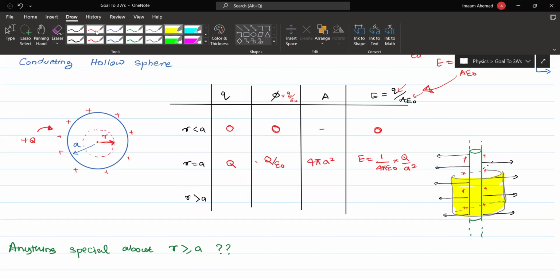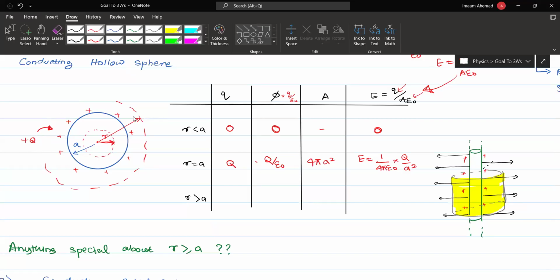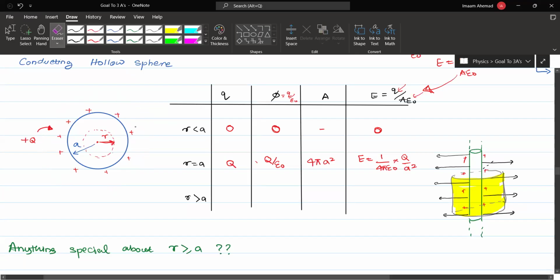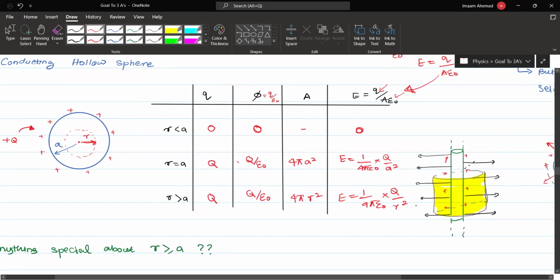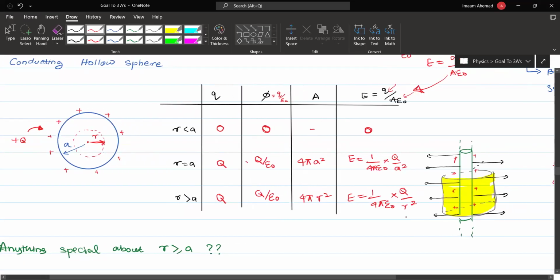Okay. What if R is greater than A? If you are considering an area just like this, how much charge is inside that area? Once again, Q, right? Then the flux is going to be Q over epsilon naught, and the area is going to be 4 pi R squared. And the equation is going to be 1 over 4 pi epsilon naught Q over R squared. I hope you are okay so far. Is it clear how we got those equations? How about the others?